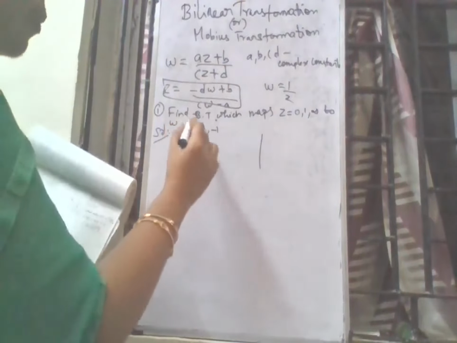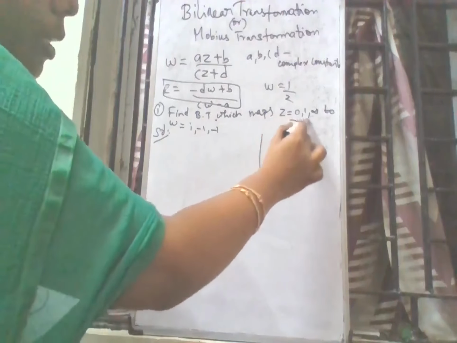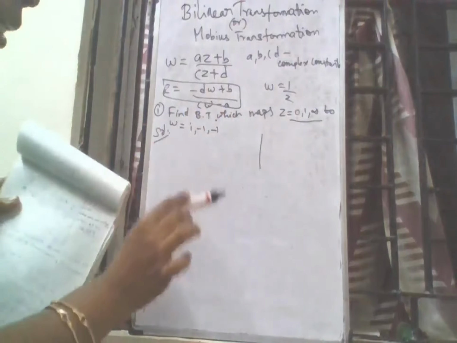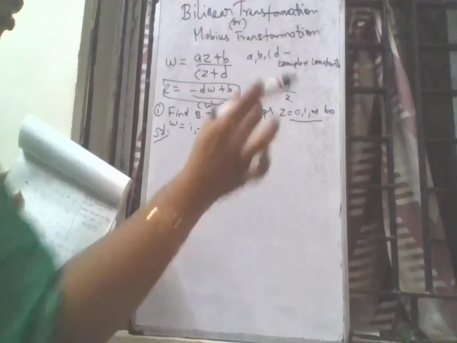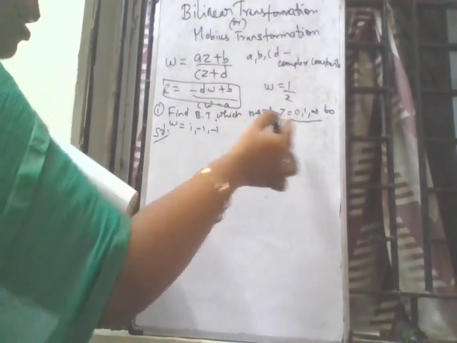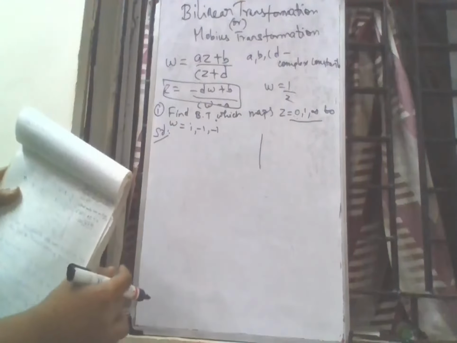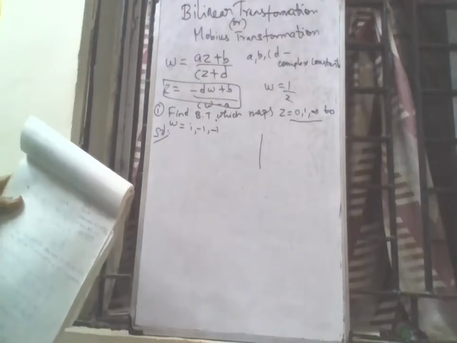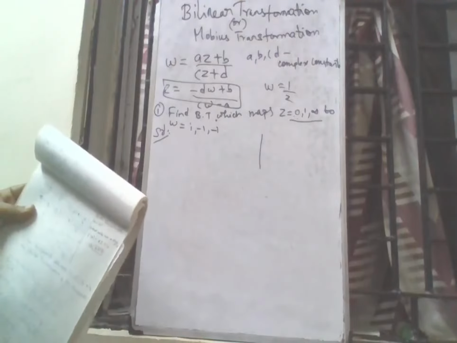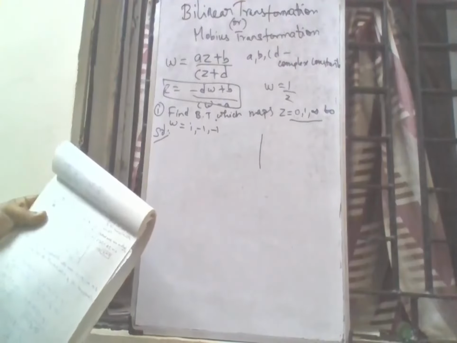See here, first problem. Find the bilinear transformation which maps Z points, they have given three points, to the corresponding points. Mapping means that for each and every point, you will have a corresponding point. So Z equal to 0, 1, infinity we have in the Z plane, and W equal to i, minus 1, minus i we have in the W plane.